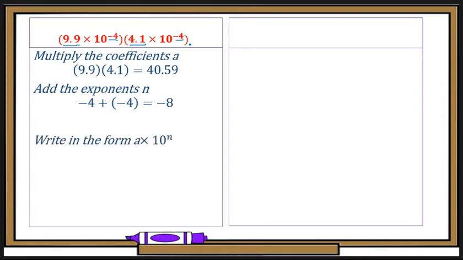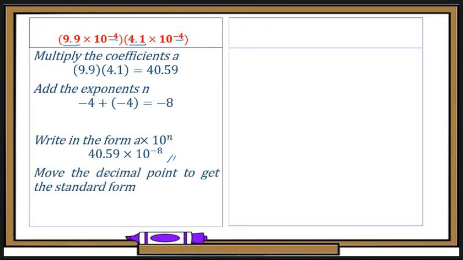Now, let's write it in the form a times 10 raised to the power of n. If you ended up with this number, 40.59 times 10 raised to the power of 8, then nakakasunod pa kayo. Now, is this in standard scientific notation? Hindi pa. We have to make our coefficient 40.59 be a number between 1 and 10. So, ang kailangan natin gawin, move the decimal point to get the standard form. So, we're going to move this 1 unit to the left.